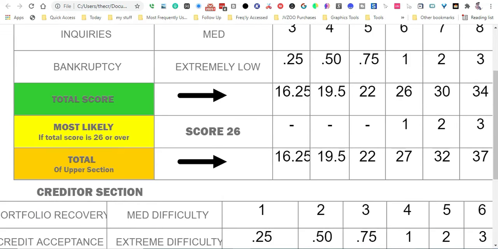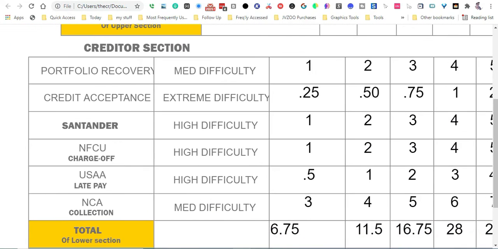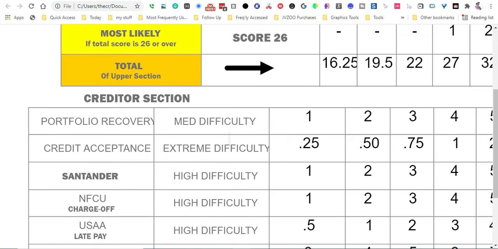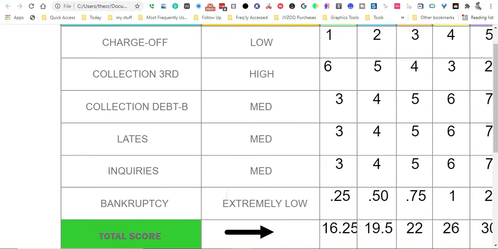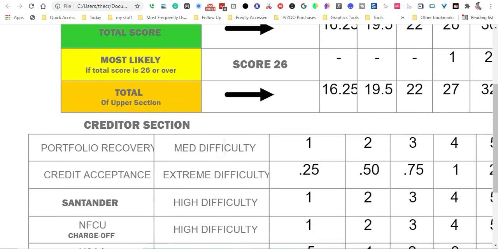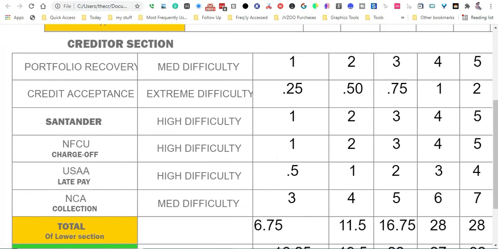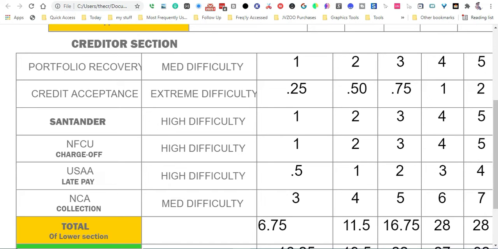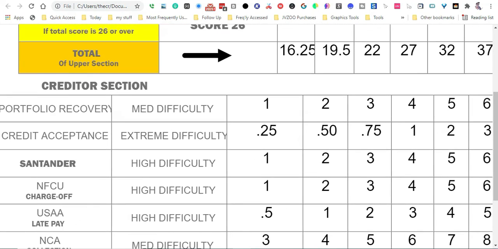Okay. Now let's go down to the creditor section. All right. We have portfolio recovery, credit acceptance, Santander, NFCU, USAA, and NCA. NCA is a collection. Portfolio recovery is a debt buyer, and credit acceptance down to USAA, those are going to be the original creditors. All right. So now, portfolio recovery is pretty medium, all right? So you have the same probability of removing portfolio recovery as you do for inquiries, late payments, and debt buyers because they are a debt buyer. That means round 6. Credit acceptance, they are super difficult. They have the same probability of removal as a bankruptcy.